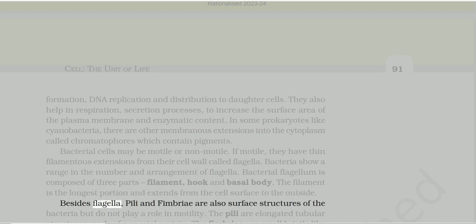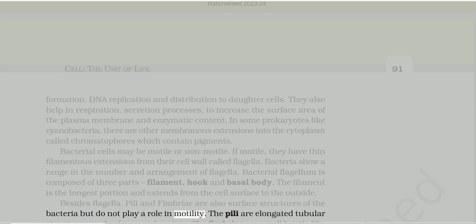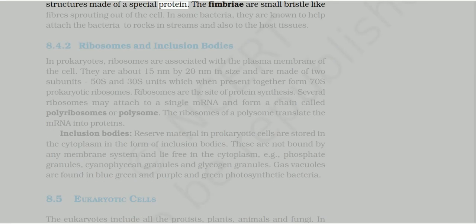Besides flagella, pili and fimbriae are also surface structures of the bacteria but do not play a role in motility. The pili are elongated tubular structures made of a special protein. The fimbriae are small bristle-like fibers sprouting out of the cell. In some bacteria, they are known to help attach the bacteria to rocks in streams and also to the host tissues. Ribosomes and inclusion bodies.